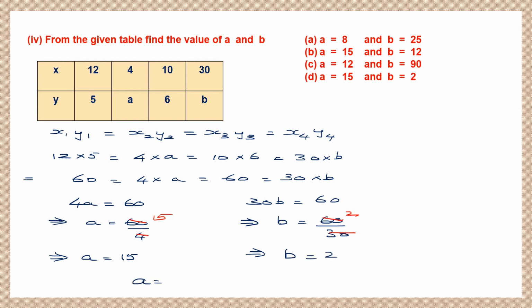So A is equal to 15 and B is equal to 2. And that is option D. 15 and 2, so this is our answer, option D.